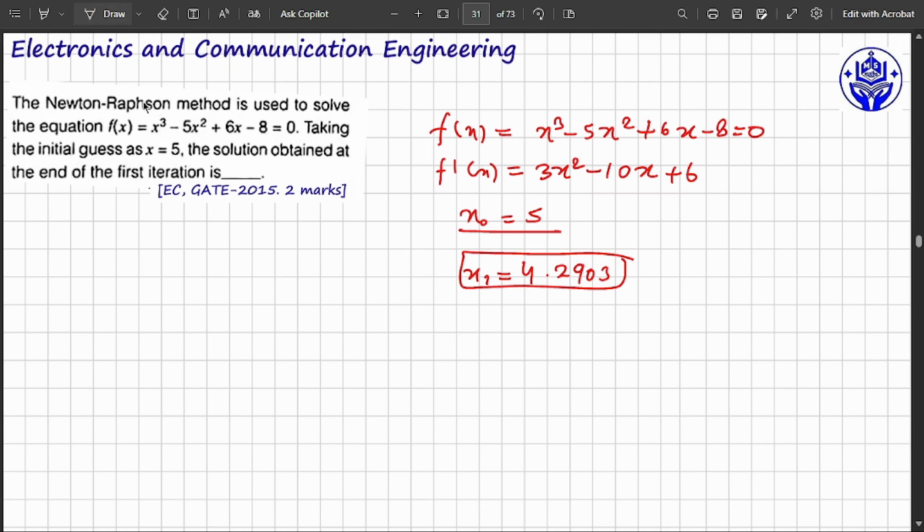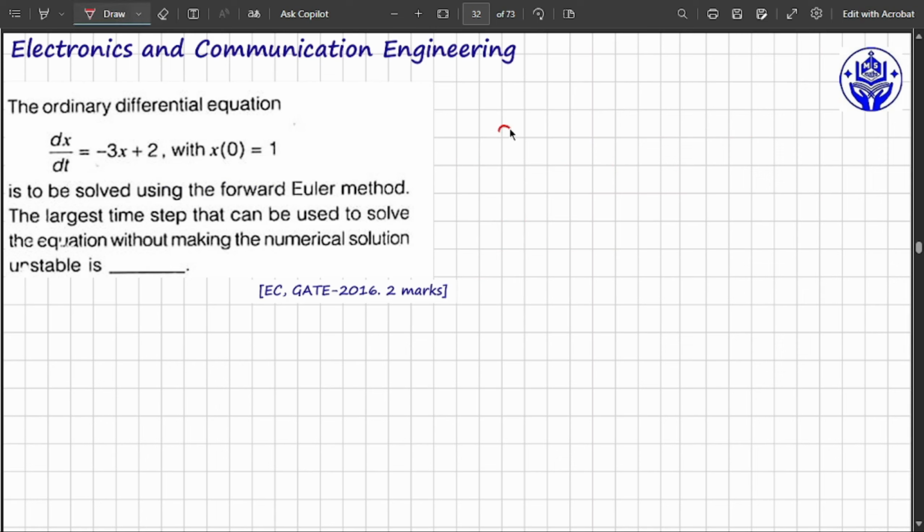Next I have a differential equation. It is dx by dt is equal to minus 3x plus 2, and the initial value is x0 is equal to 1. It means at t is equal to 0, my x0 is equal to 1. Now solve using the Euler method. What largest time step can we take?